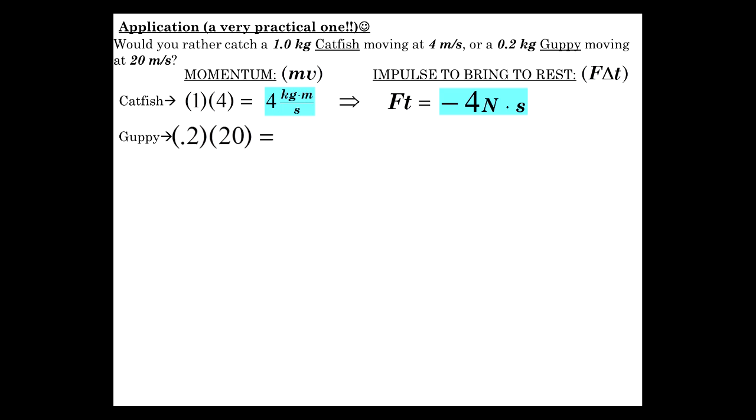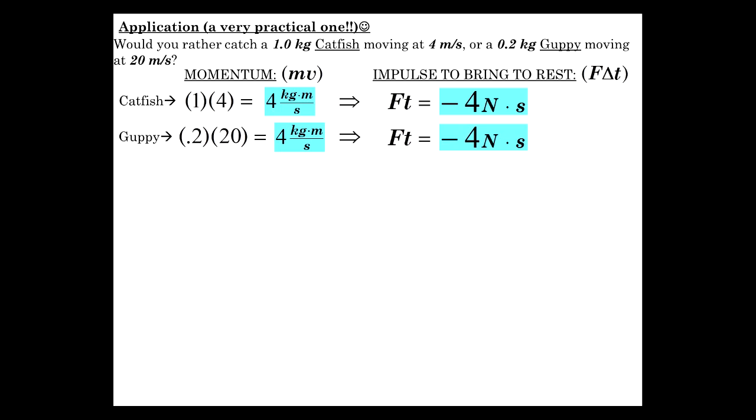Let's consider the momentum first of all. For the catfish, it's mv, which is 1 times 4, which is 4 kilogram meters per second. The impulse to bring it to rest is exactly equal to the change in momentum, which is going to be negative 4 kilogram meters per second, which is 4 Newton seconds for the units for impulse. Now for the guppy, we have a fifth of a kilogram, but 20 meters per second. That's the same momentum. Therefore, it's the same impulse to bring it to rest.